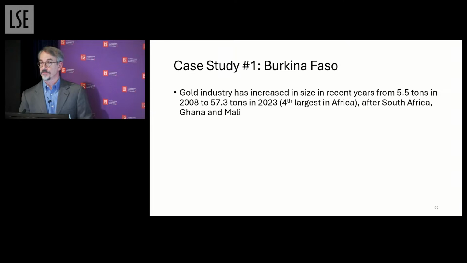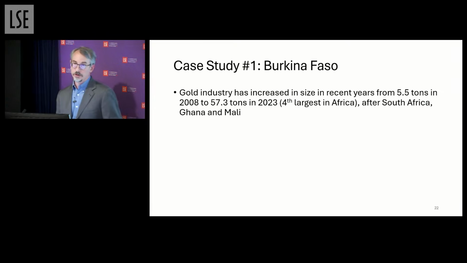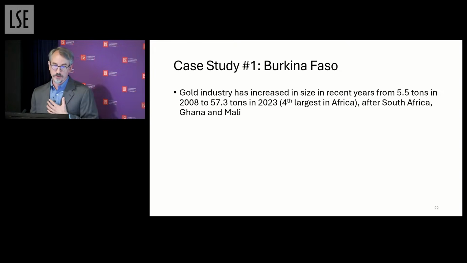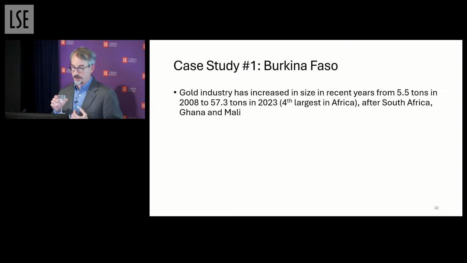What's happened in Burkina Faso in the last couple of decades is quite interesting, and that's the birth of a gold industry. It previously had basically no gold industry 20 years ago, and very recently has seen rapid growth in its gold mining to become the 4th largest gold producer in Africa and the 13th largest in the world. Possibly this year it will overtake Mali to become the third largest after South Africa and Ghana.